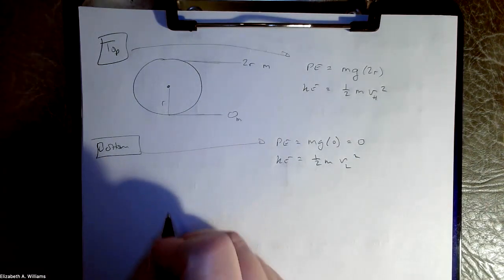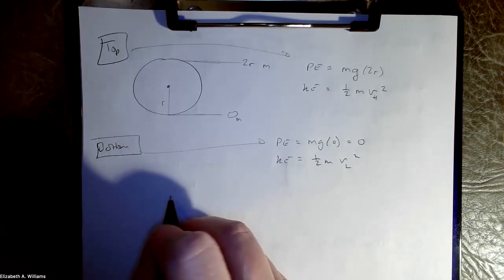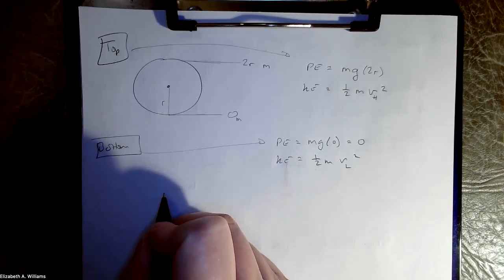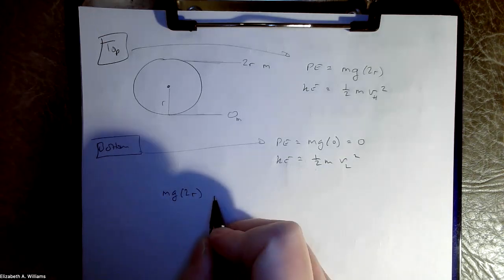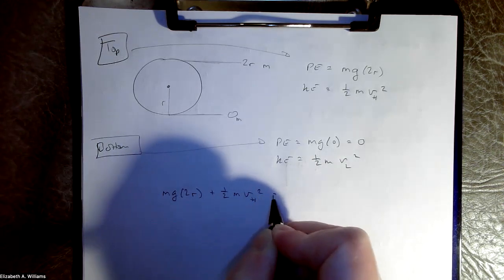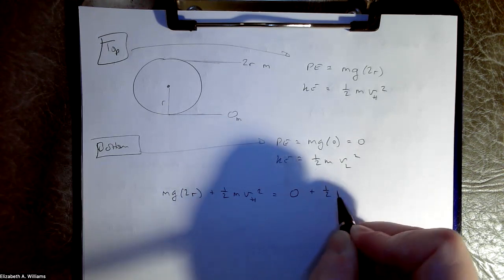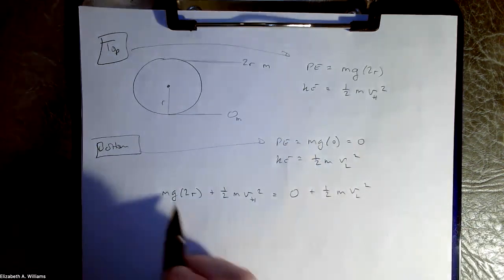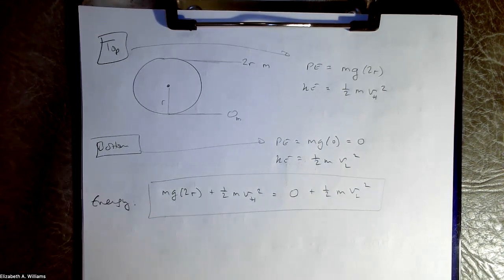Okay, and your energy equation is that energy is neither created nor destroyed. So energy at the top, mg times 2r plus 1/2 m velocity at the top squared, is going to equal your potential energy at the bottom plus your kinetic energy at the bottom. Okay, so that's your energy equation. I hope you're with me so far.